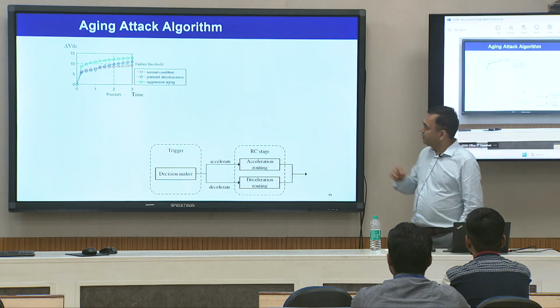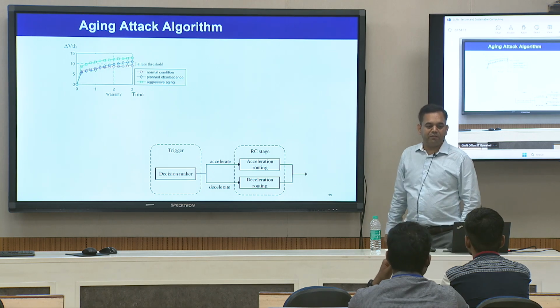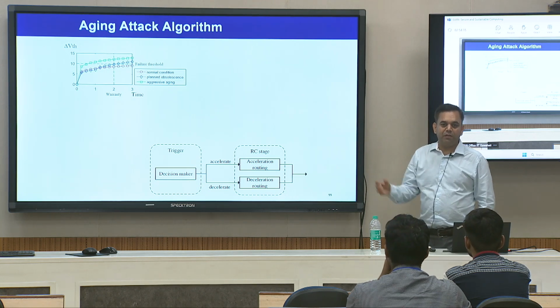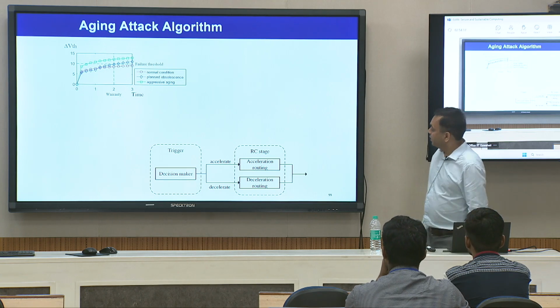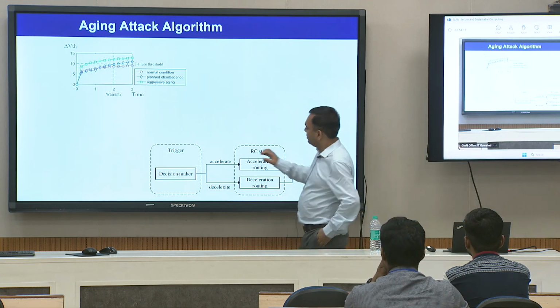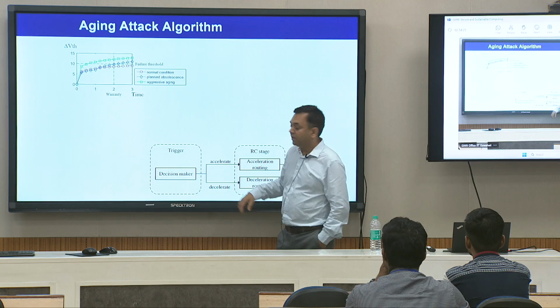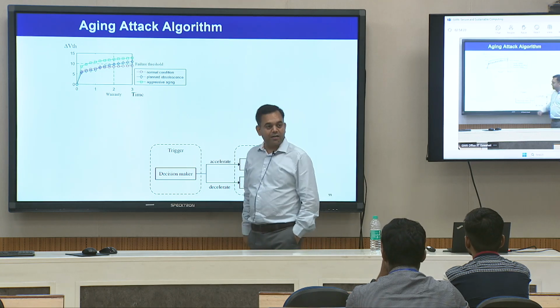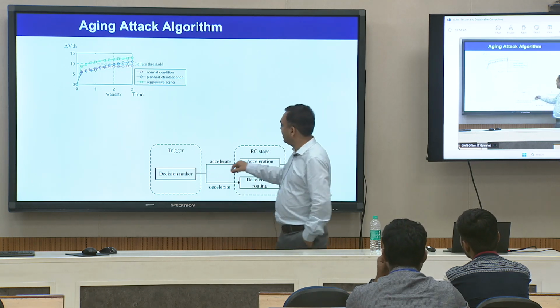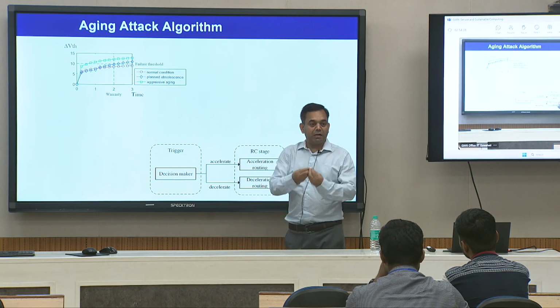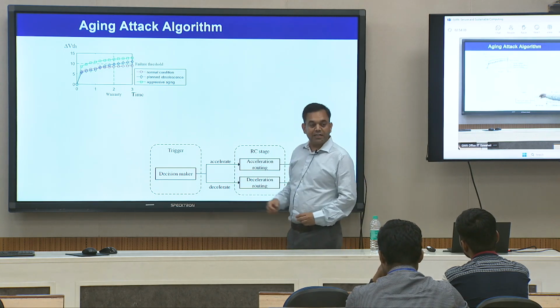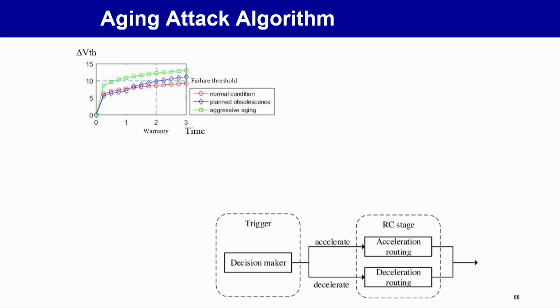So this is how this can be done in a network on chip environment. We looked at network on chip, you saw, right? With each router we can attach an entity that can have two components. One is a trigger, which basically triggers whether that router should be used more, that means accelerate, or used less, so decelerate. And this is the routing computation stage, like how the packets are going to flow.